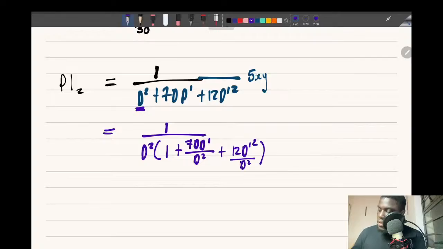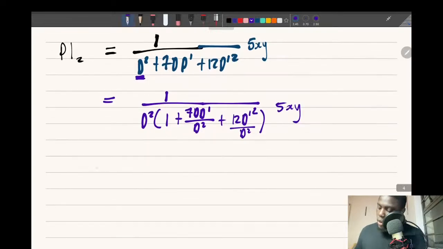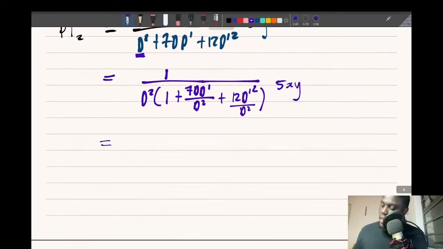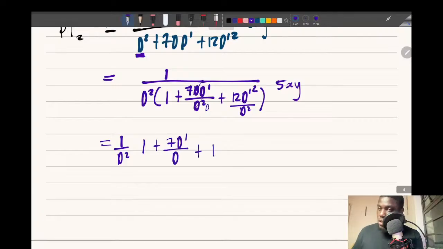And this multiplies 5xy. And then what are we going to get here? It's like you're now just going to be simplifying. You can keep this as 1 over D squared, but you will now have this 1 plus 7. This D will go into D squared, and they'll cancel, remaining with the D. So 1 plus 7D prime over D, plus here you'd have your 12, and for my 12 it'll be 12D prime squared over D squared, and this is all going to be to the power of -1, and it is multiplying 5xy.